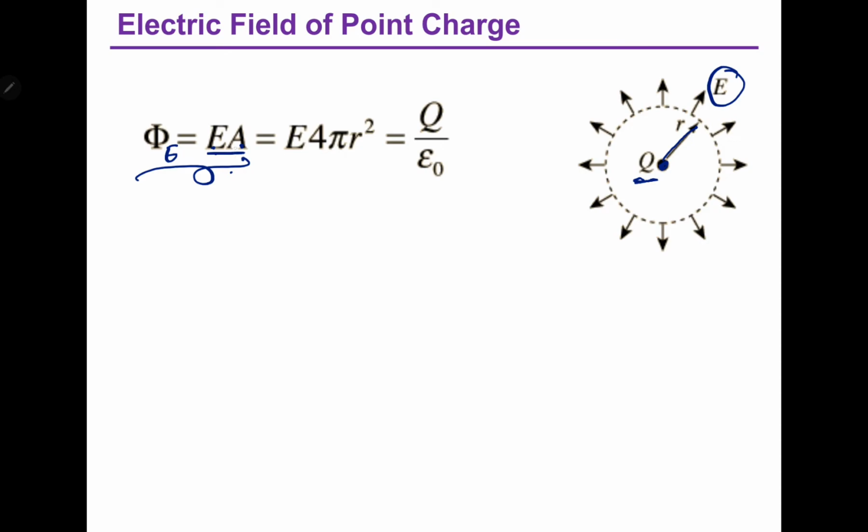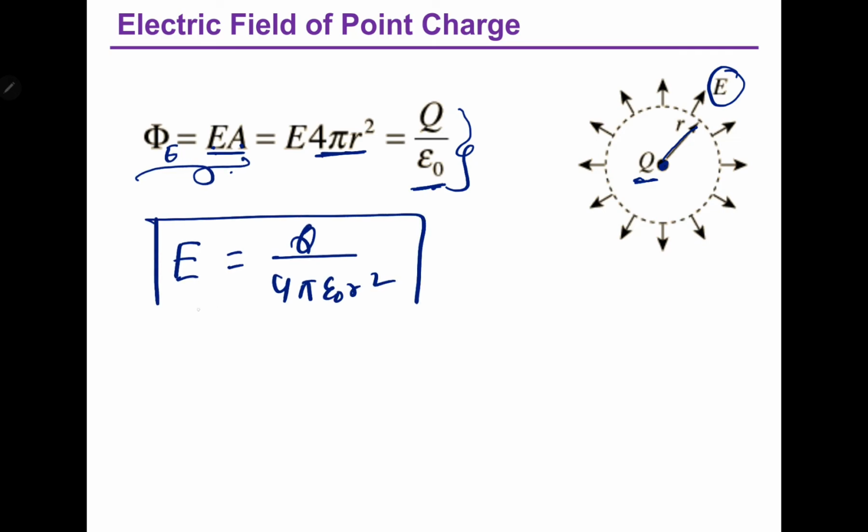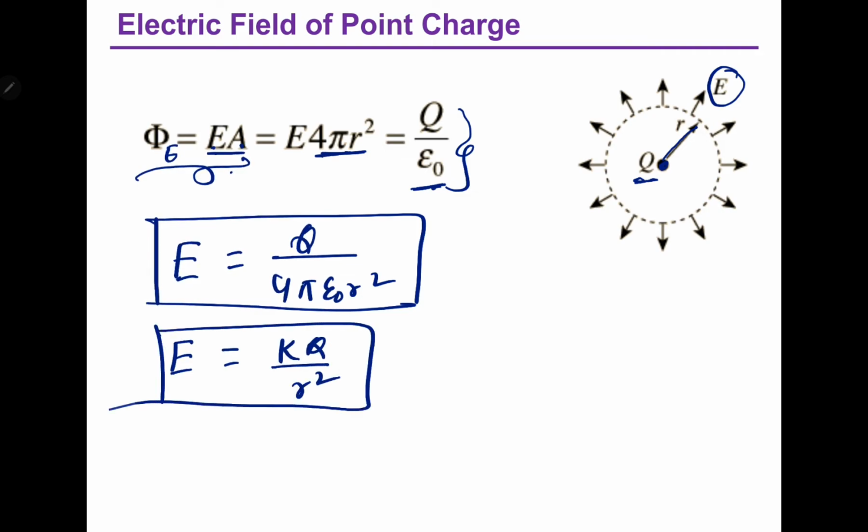And again, what is the area of a sphere? 4 pi r square. According to Gauss law, this will be equal to charge enclosed divided by electric constant, right? From there, again, E will be equal to Q over 4 pi epsilon naught r square. This is the electric field. Okay, and you can also write this one in this form.